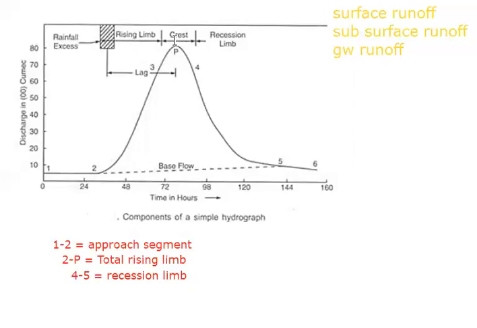That is the lag time, which is the time difference between the centroid of rainfall excess and the peak of the hydrograph. That is your lag. So the centroid of the rainfall excess to the peak, that will be your lag time.